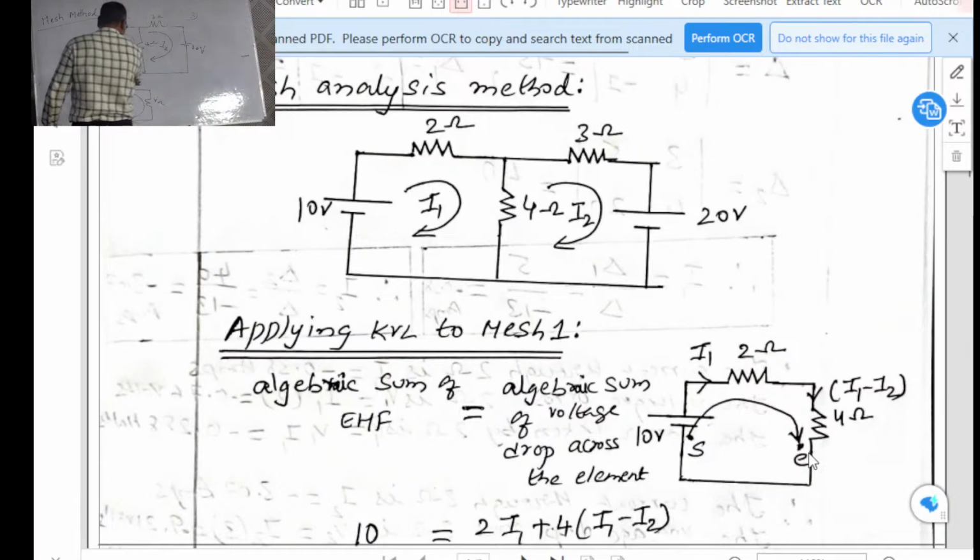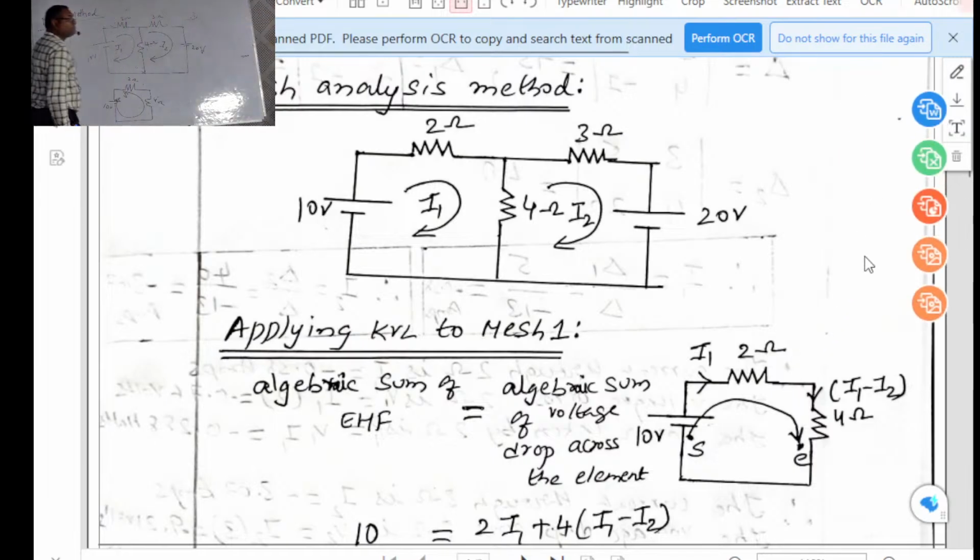Clear. What is the next information? I told you in KVL: first information is clockwise, second information is starting and ending, third information is current through the resistors. We should know the current through the resistors. Tell me, what is the current in 2 ohms? Which current is flowing? I1. It's clear that I1 is flowing. See the diagram. Yes, I1.